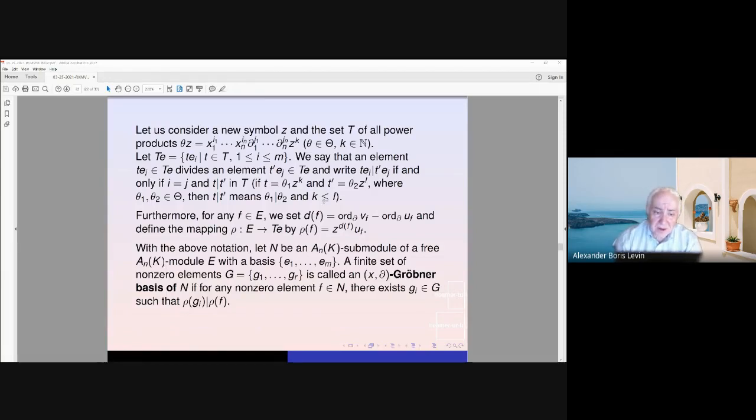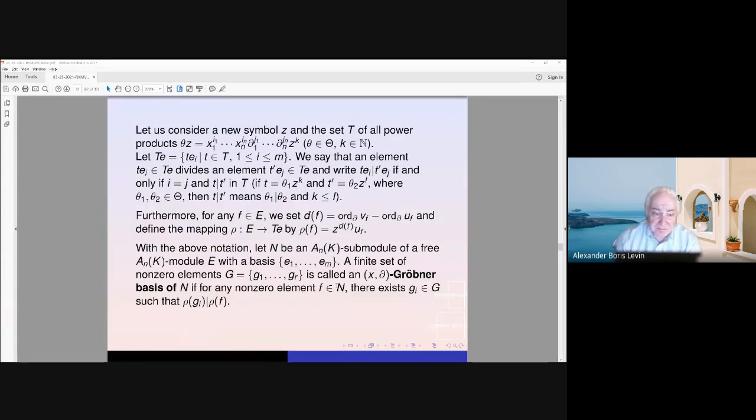And then for every element of the free module E, we consider this difference. As you see, this difference is always greater than or equal to zero, because this is the leader with respect to D and this is the leader with respect to X. So of course the order with respect to D of the leader with respect to D is greater than or equal to the corresponding order with respect to D of the other term, which is the X leader. So this is a non-negative number. And then for any F, you can consider formally this term, Z to this positive degree N, times the leader of F with respect to X.